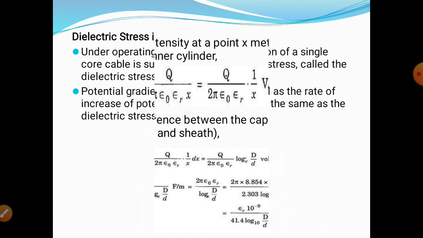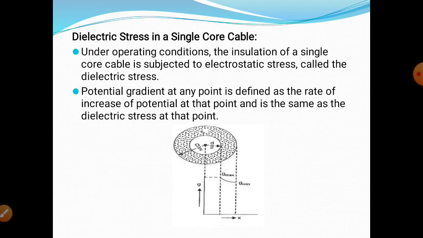And next is dielectric stress in a single core cable. Under normal operating conditions, the insulation of a cable is subjected to electrostatic forces. Electrostatic forces mean electrostatic stress. This is known as dielectric stress. The dielectric stress at any point in a cable is in fact the potential gradient or electric intensity at that point.